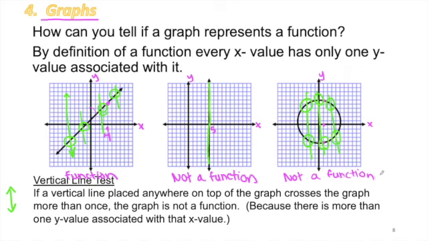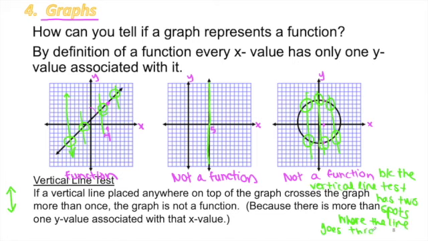So because it's not a function, because the vertical line test has 2 spots where the line goes through. Okay, so that's kind of how you would describe, if you use the vertical line test, to tell me if it is a function or not.